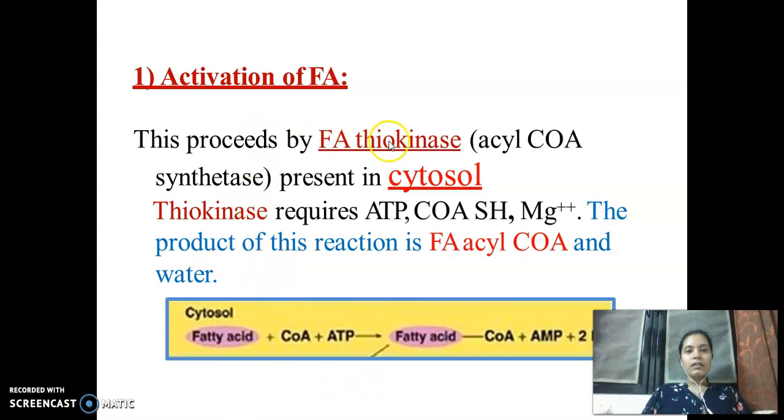So this process is carried out by the enzyme fatty acid thiokinase, also called acyl coenzyme A synthetase, which is present in the cytosol. So this thiokinase enzyme requires ATP as a source of energy, coenzyme A, which has the group SH attached to it, and Mg2+ as a cofactor, and this reaction occurs. So the fatty acid plus coenzyme A plus ATP: the fatty acid and coenzyme A get attached, AMP is formed, and 2 phosphates are released.